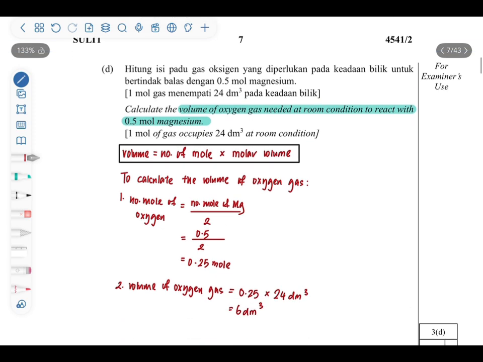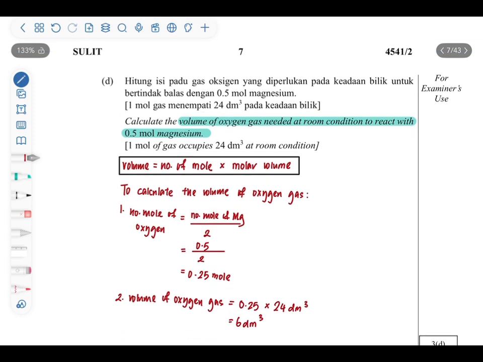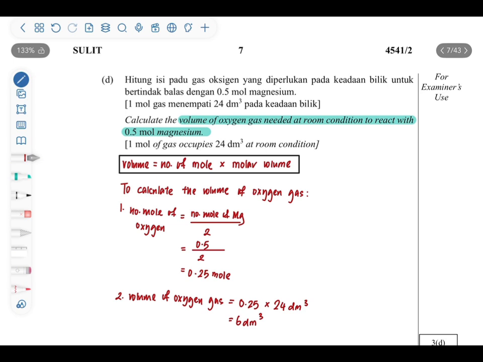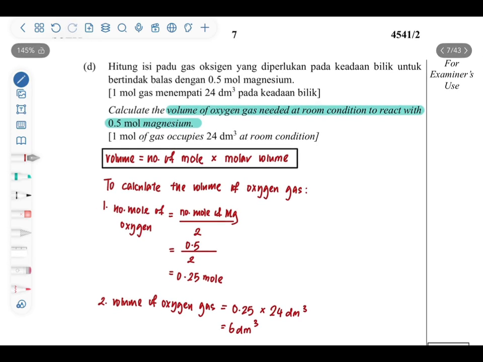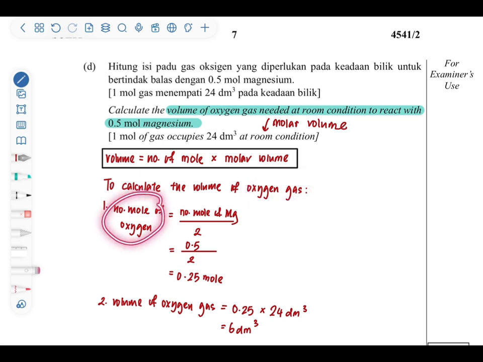So the question D, this is the question that you need to know. So this is the question that asks us to calculate the volume of the oxygen gas needed at room condition to react with 0.5 mole of magnesium, given that 1 mole of gas occupies 24 dm³ at room condition. So this is the molar volume. So in order to calculate volume, the formula would be volume equals the number of mole times molar volume. So to calculate the volume of the oxygen gas, we need to find first the number of mole of oxygen.